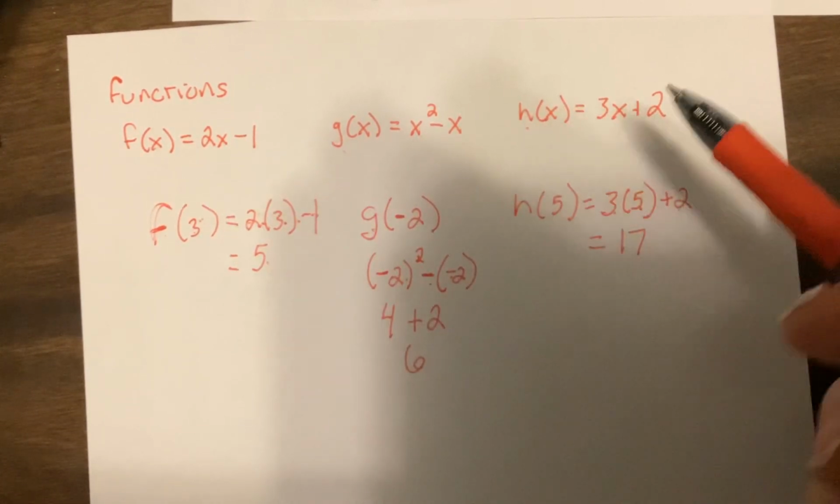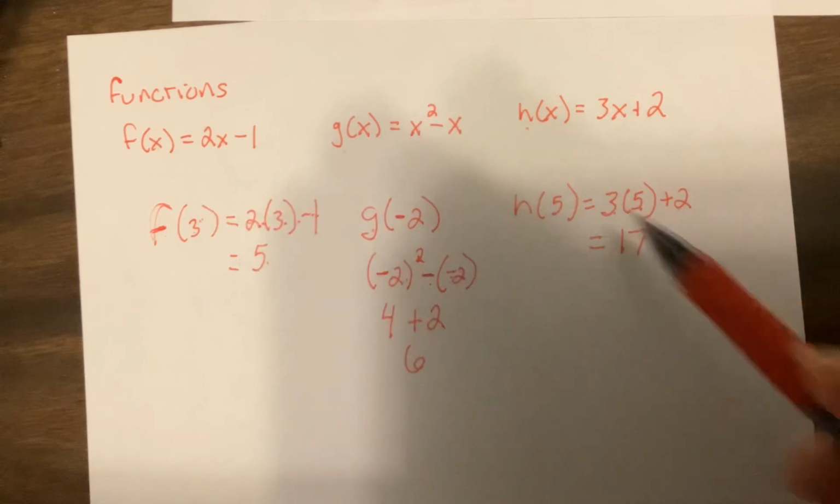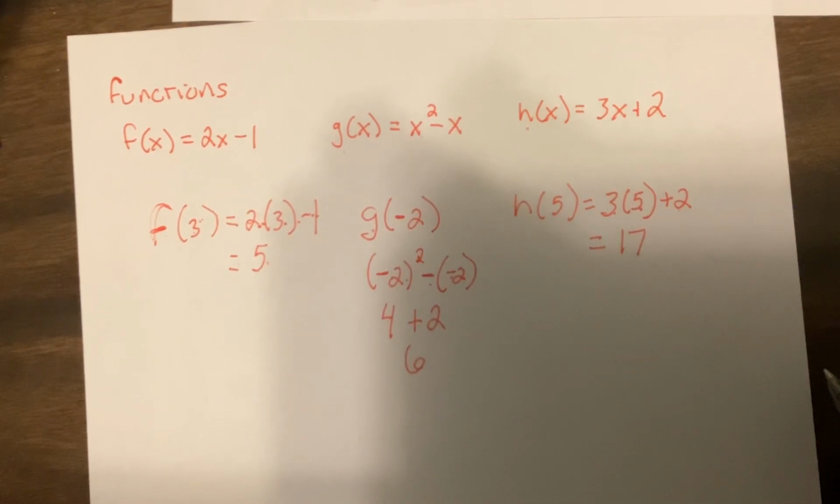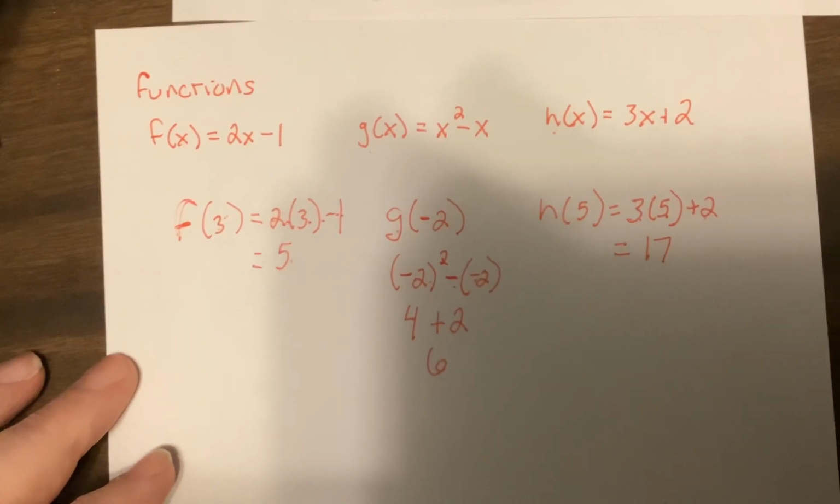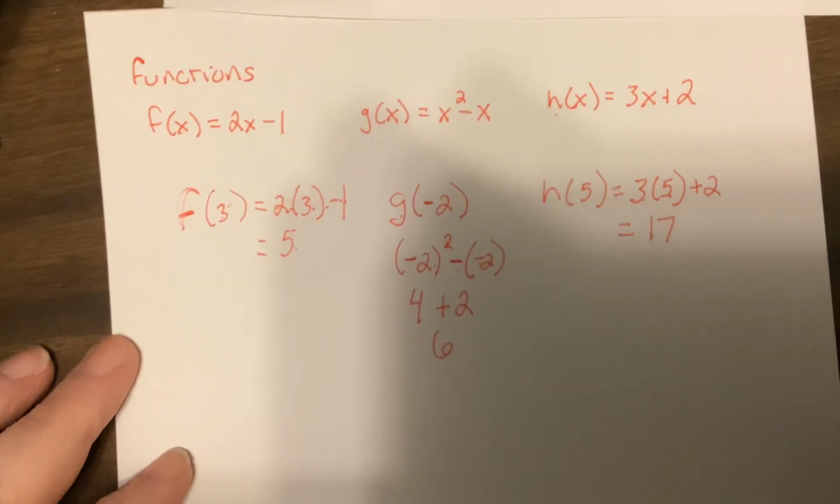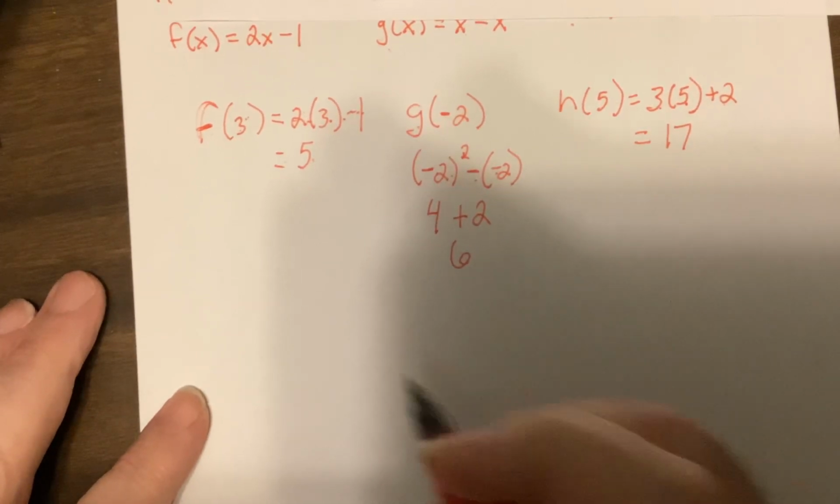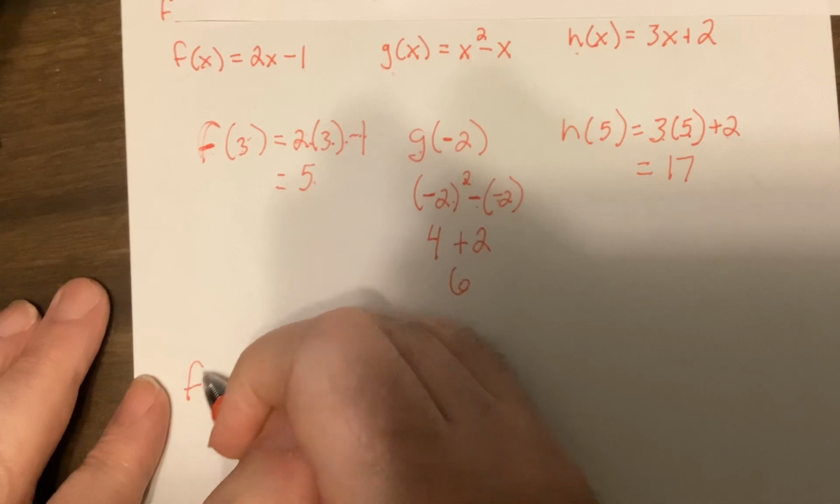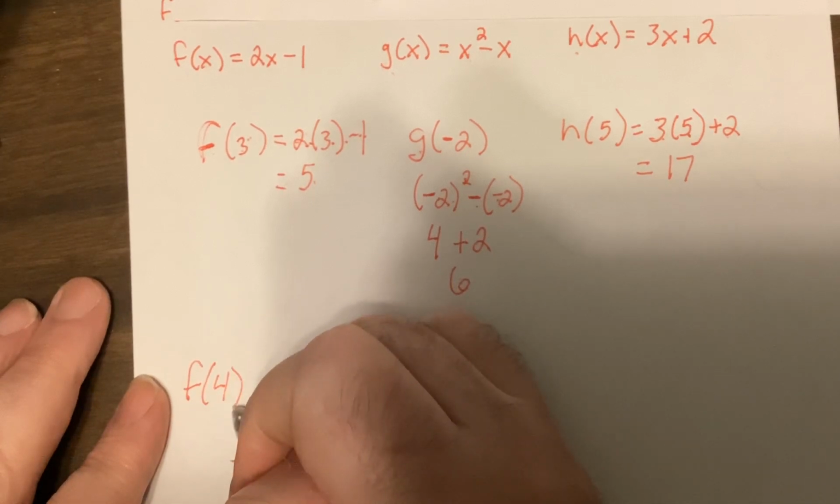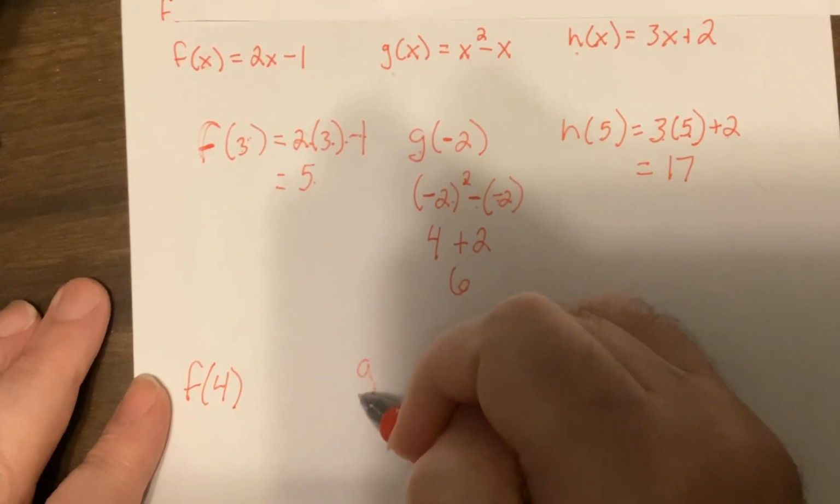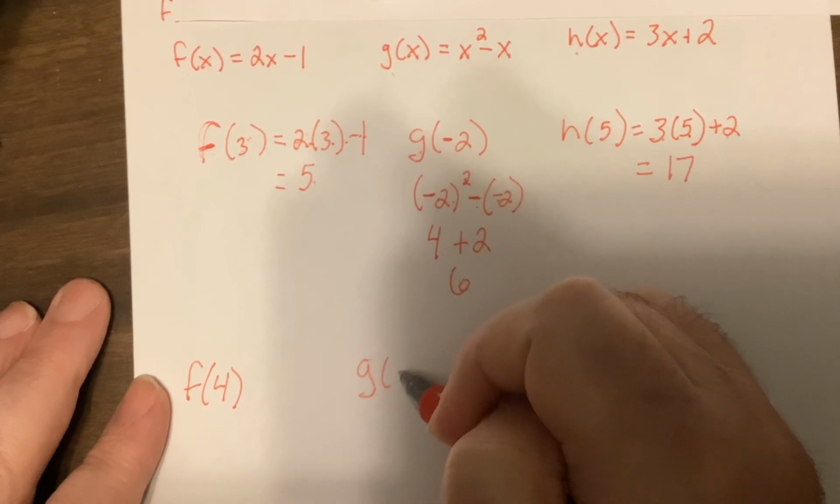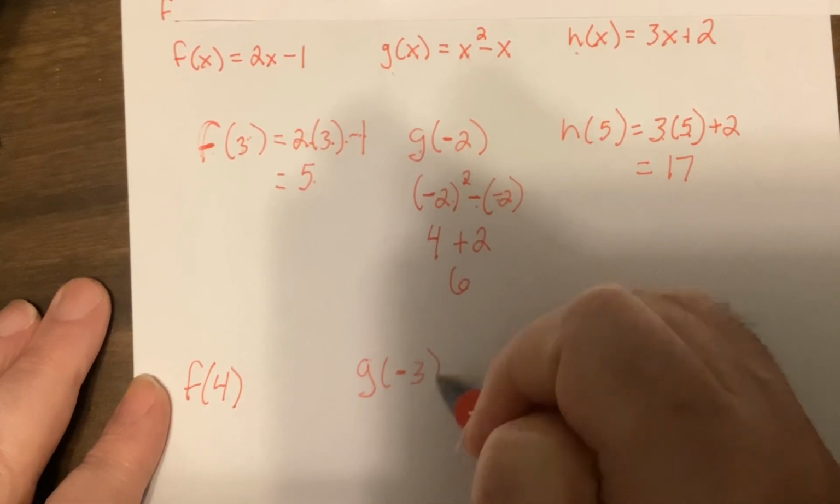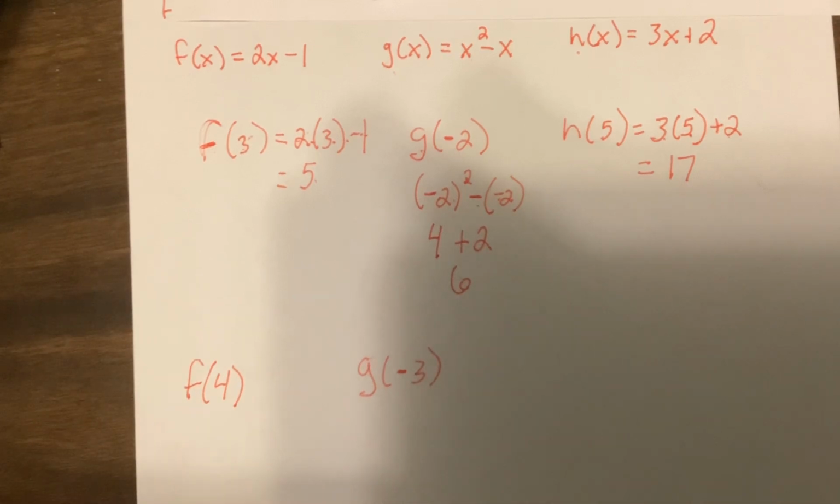Now, in this case, these functions are not important. In real life, it may be taxes. It may be the cost to pay someone. So right now, see if you can figure out for me, using these functions, what is f of 4? And what is g of negative 3? So freeze the video, do those two, and then turn me back on.